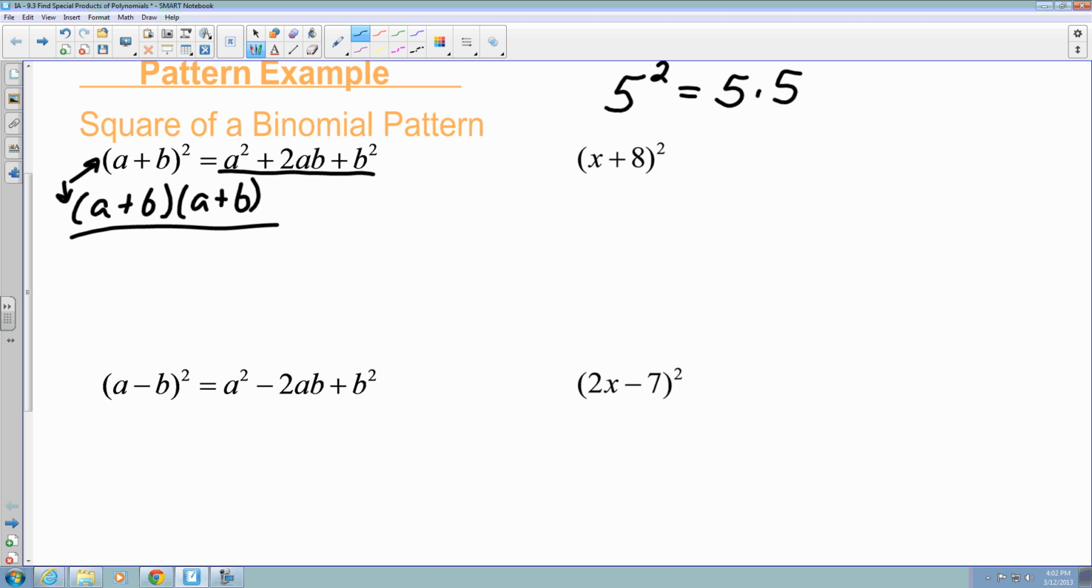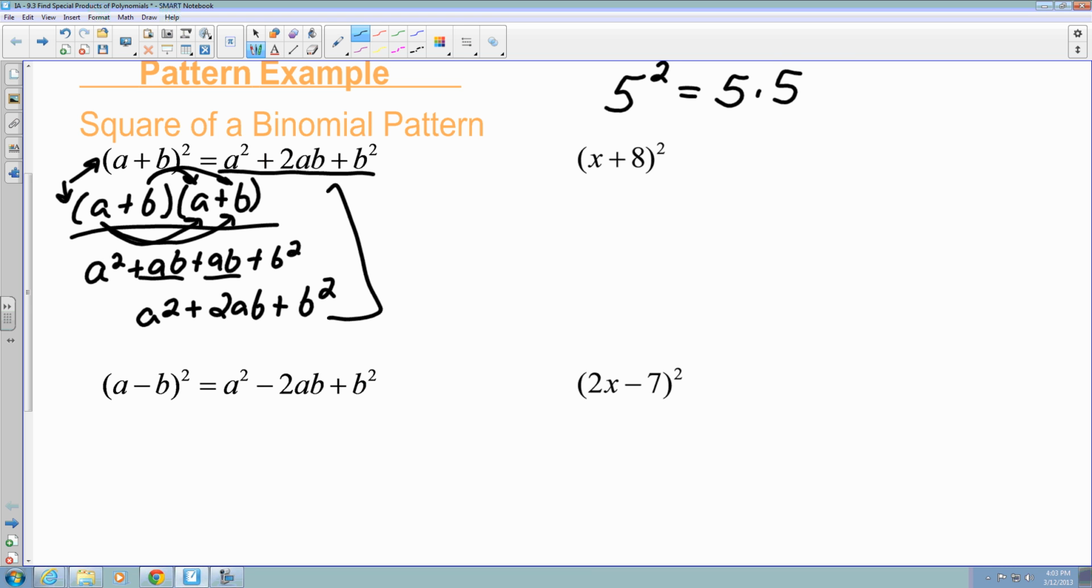So let me show you. I'm going to go a times a, which gives me a squared. Then plus a times b. Then here, that's plus a times b. And then the last one is plus b squared. Since these are like terms, I get a squared plus 2ab plus b squared, which is what that equals. So that's where that formula comes from, and it's very similar here. I can rewrite this as a minus b times quantity a minus b.